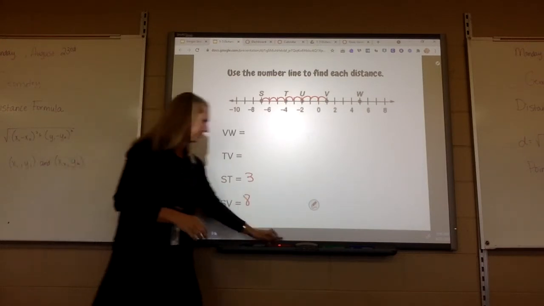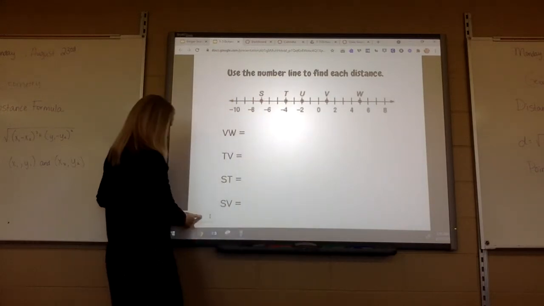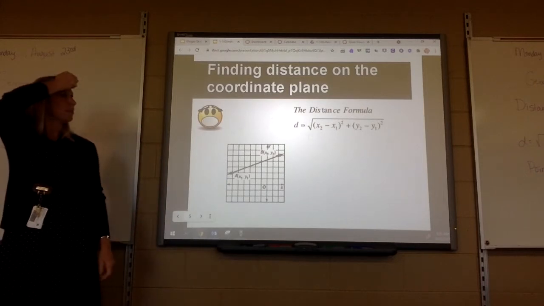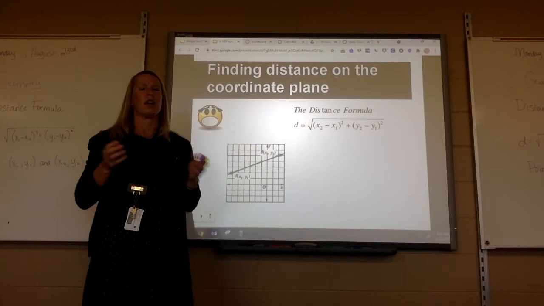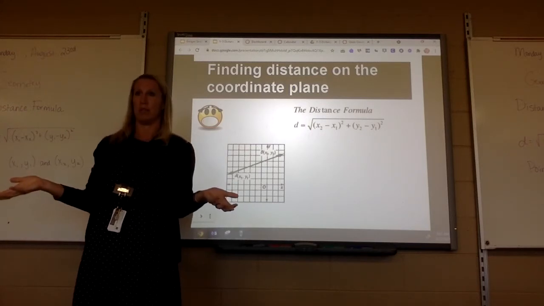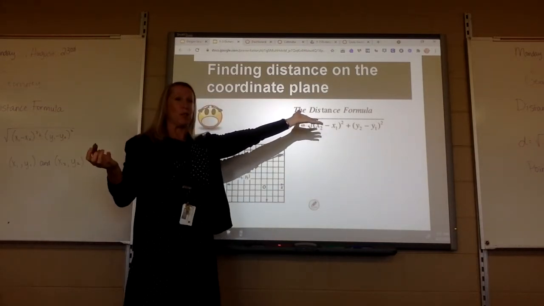That's pretty easy. Okay, but let's talk about the crazy distance formula. Distance formula. That scares me. Yeah, so it looks a little scary, but have you guys ever heard of the Pythagorean Theorem? A squared plus B squared equals C squared? Yes. So that's where the distance formula came from.